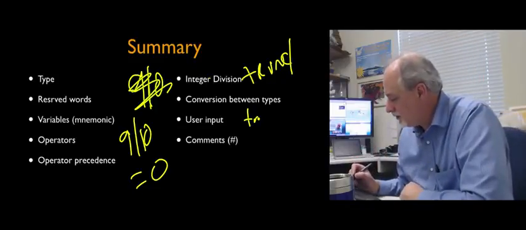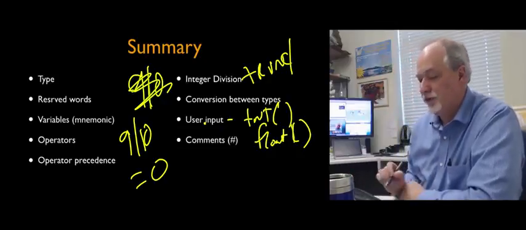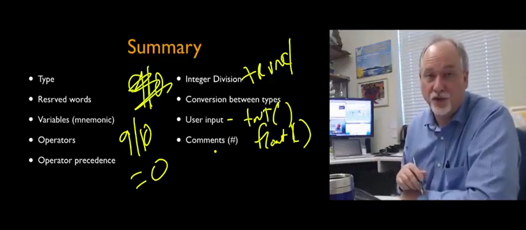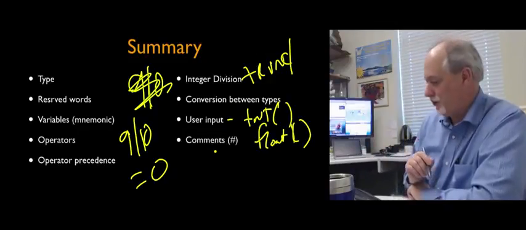Conversion, this is like the int, float, and then user input, which is raw input, and then comments, which are ways for you to add human readable text to your program. Okay?